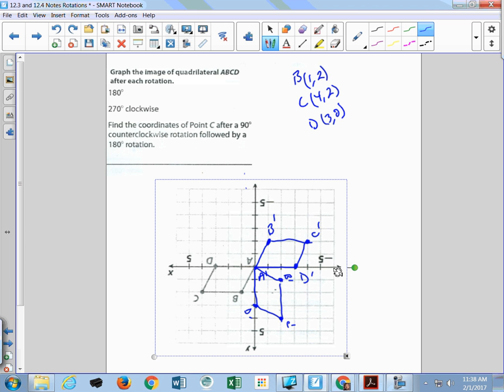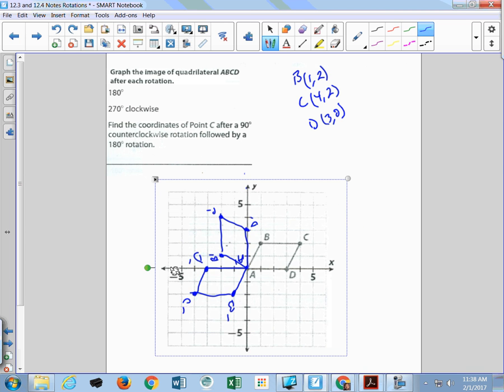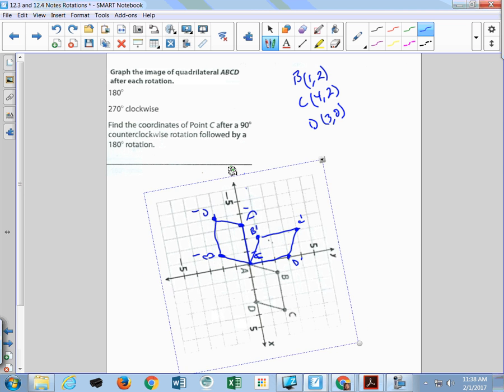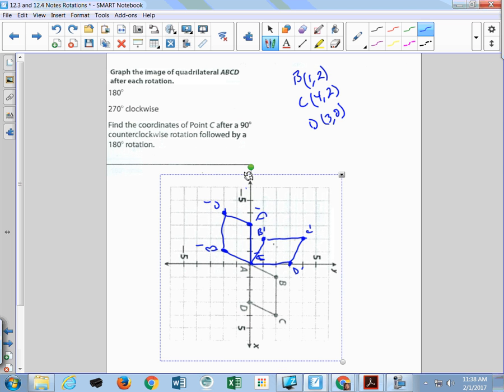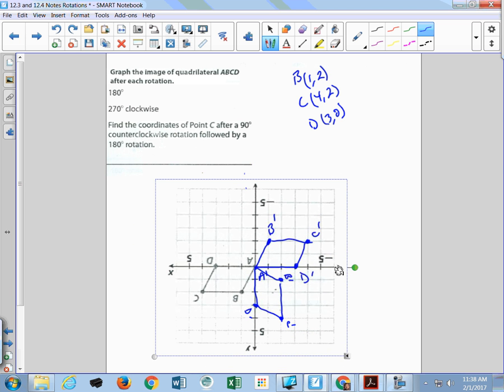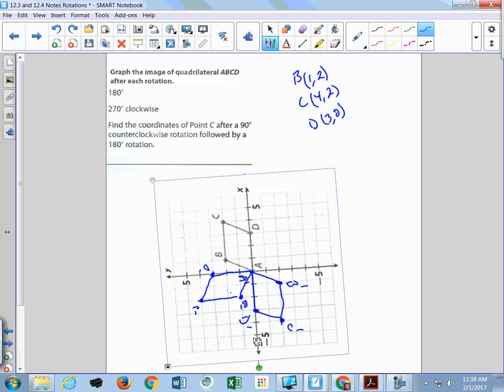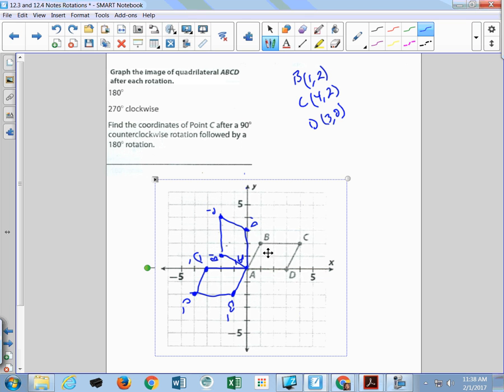So that would be 1, 2. Try it again. 90 counterclockwise, so we turn 90 clockwise, then go 180. 1, 2, yeah, that's right. So it would be right back where we were starting. So C is at 4, 2, just like it is here.